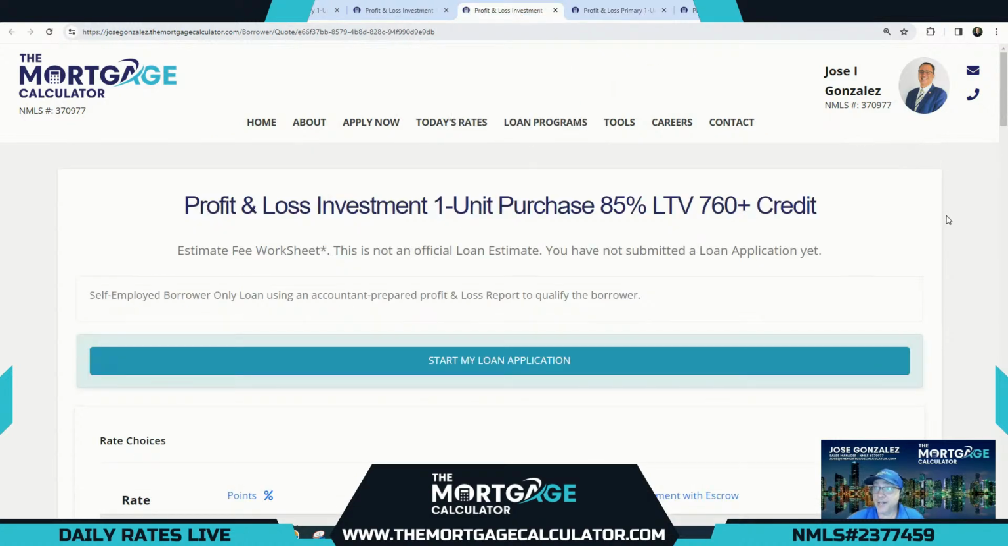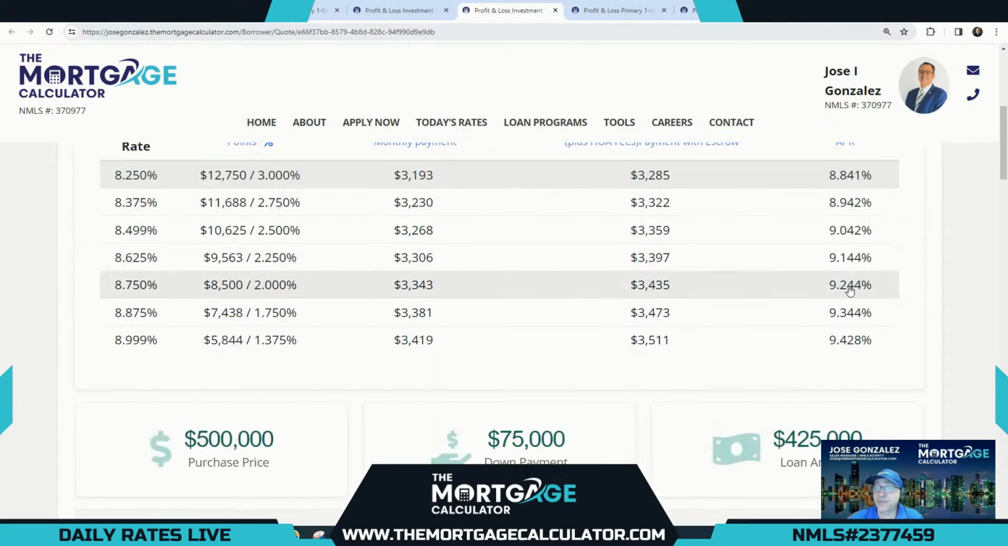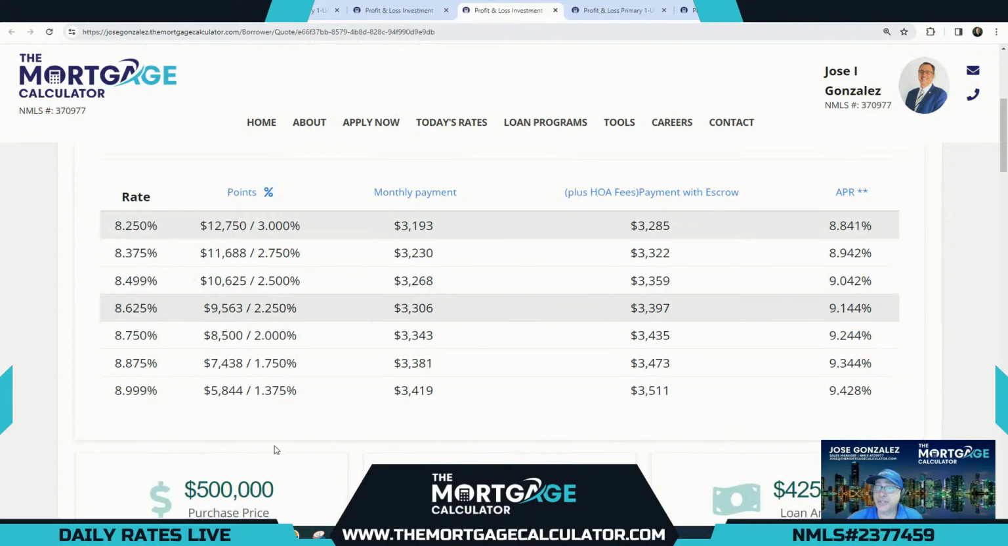And then investment, our maximum LTV is 85% for the P&L option for investment, and not too shabby here with the rates. You got 8.999 lowest cost option at 1.375 points, and you can buy that down all the way to 8.25 at a cost of 3 points. And you will note that obviously this is 85%.